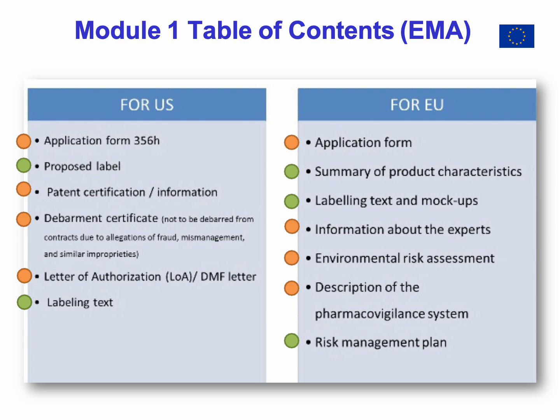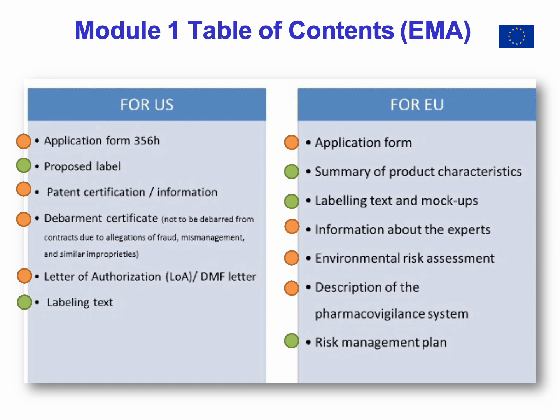In the US, we have a proposed label. In Europe, we call that a summary of product characteristics. For example, in Canada, we call that document a product monograph. Now in the US, we need to have a patent certification or information. We also need a debarment certificate. We need a letter of authorization, or LOA, and of course a DMF, or drug master file, and we need to have the labeling text.